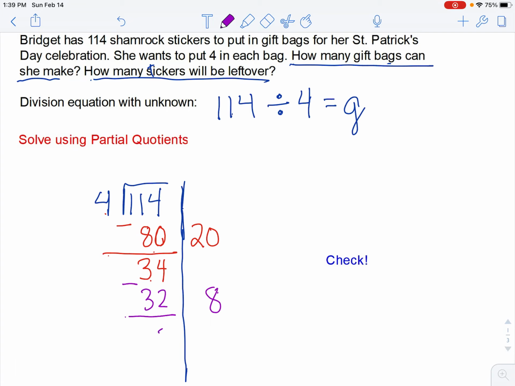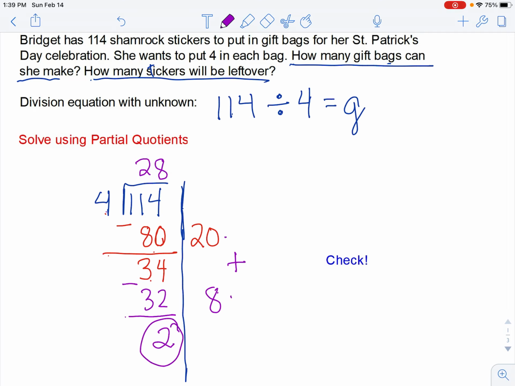And then we only have 2 left over, which is fewer than our divisor. So that's as far as we could go, right? Because 4 would go into 2 0 times. So we're going to stop there, but first we have to figure out, okay, so what's our final quotient? These were our partial quotients. What do I need to do with them? Add them up to get 28.